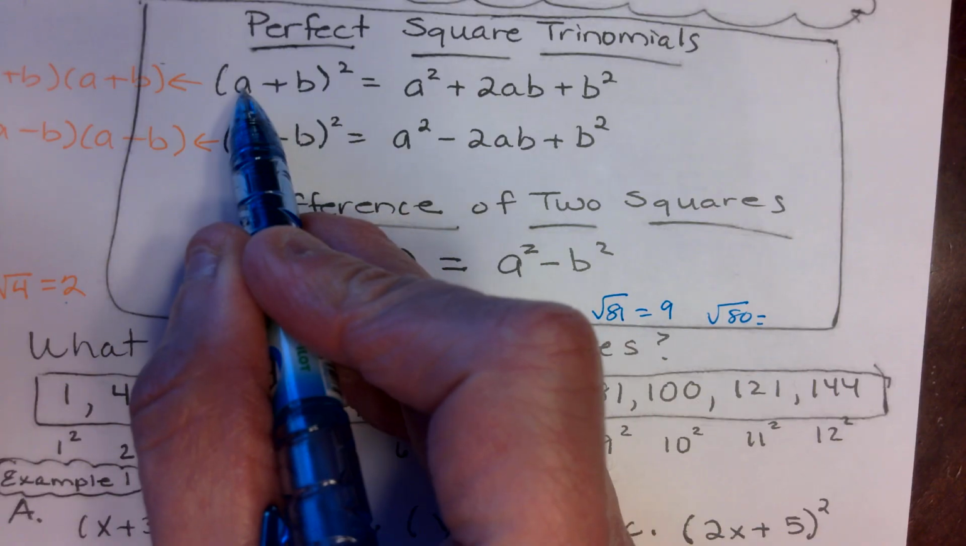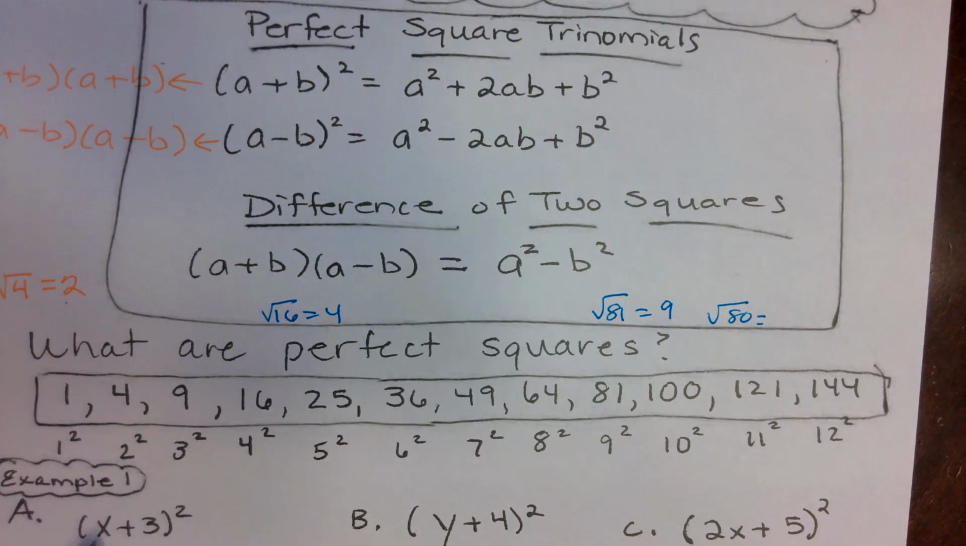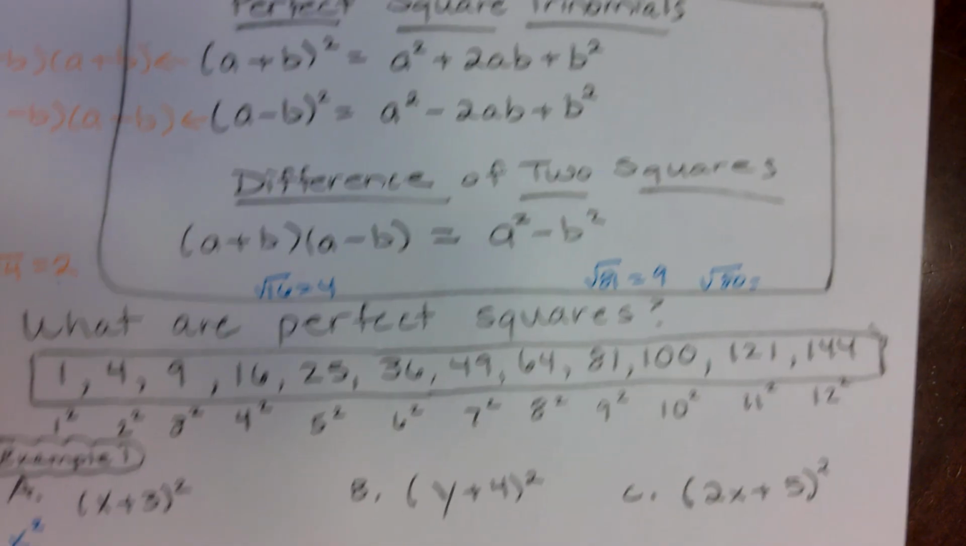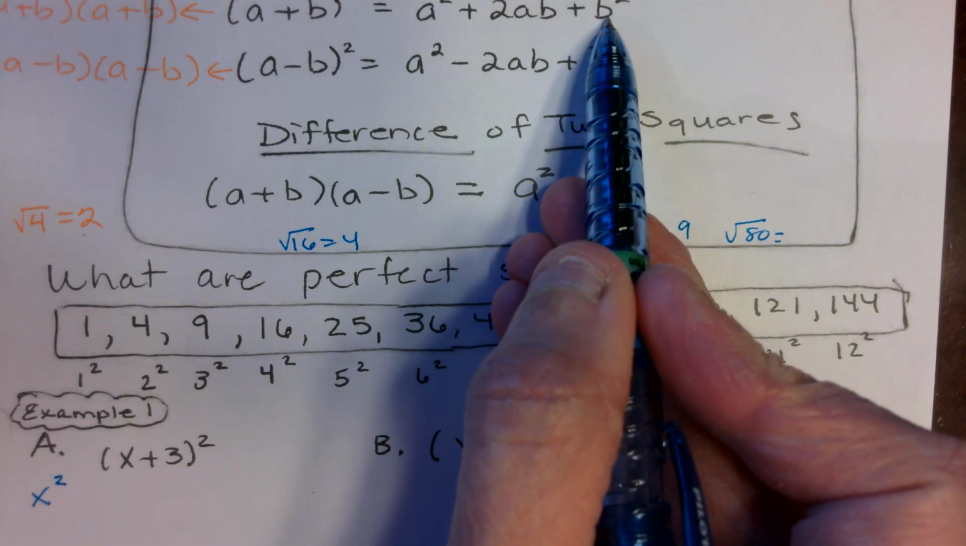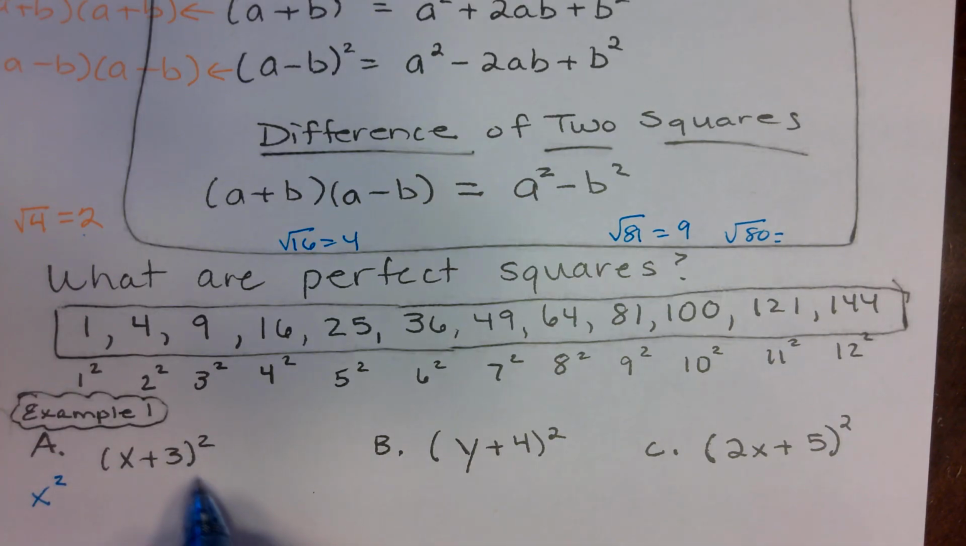How? Well, we take the first number and we square it. So what is x to the second power? It's simply x to the second power. Then you're also going to look at the third term. It's b squared. So what's 3 to the second power? 9. So I did that squared, I did that squared.